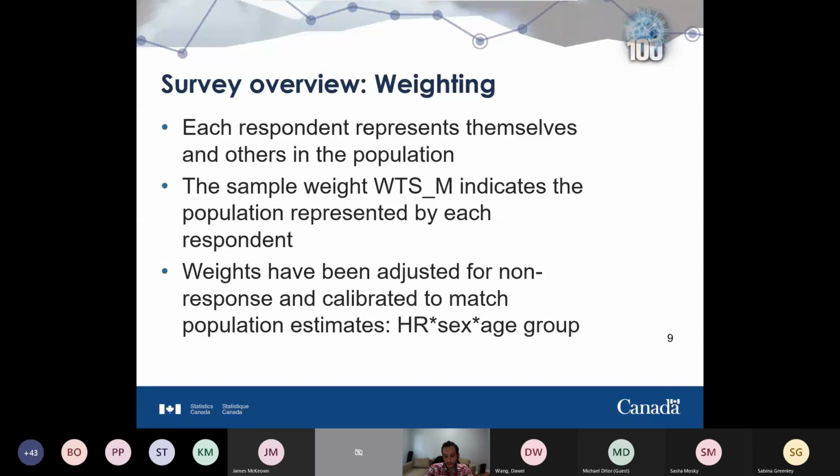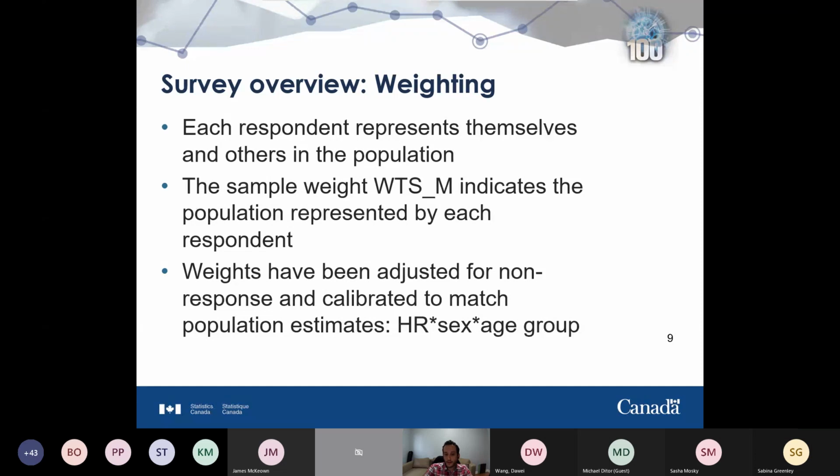So non-response adjustment: if we have household non-response or person level non-response, we try to allocate the weight from a record who was sampled that didn't respond to those who did, so that we are representing the full population.